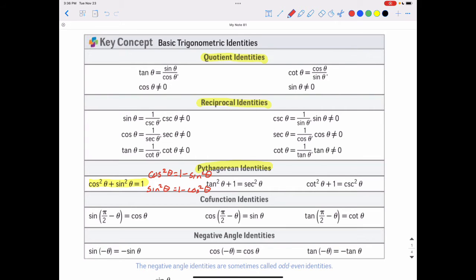Then you have your cofunction identities. The sine of pi over 2 or 90 degrees minus the original degree measure theta is the same as cosine. You can see those cofunction identities. And then the negative identities. The sine of a negative angle is the same as negative sine of the angle. You can see those identities as well. Sometimes the negative angle identities are called odd-even identities.